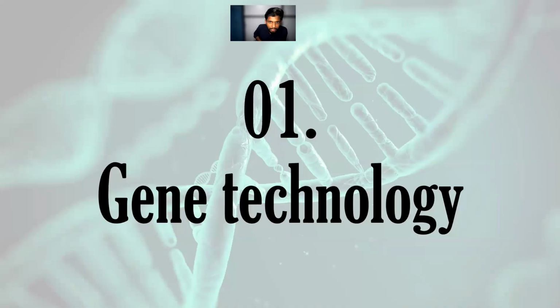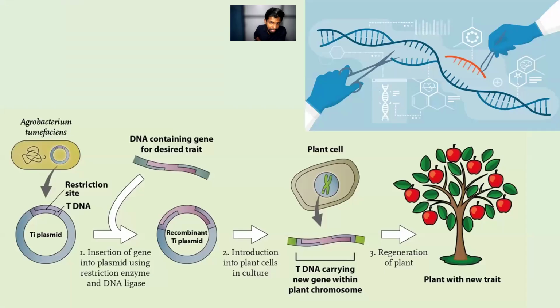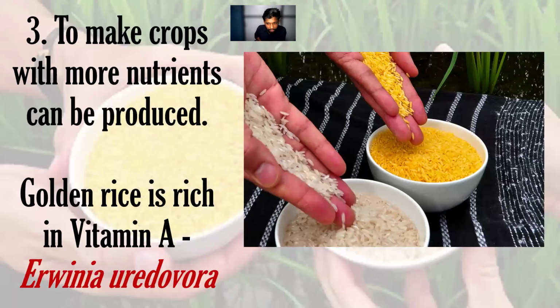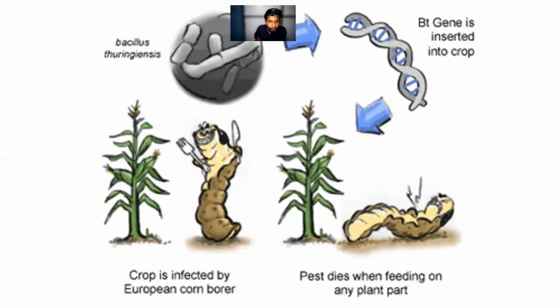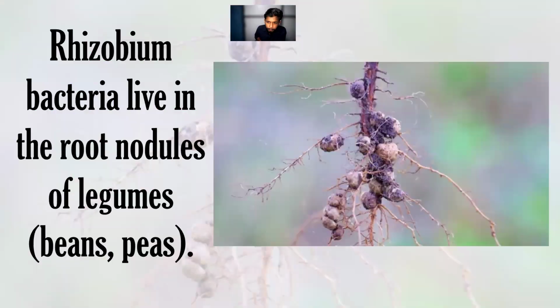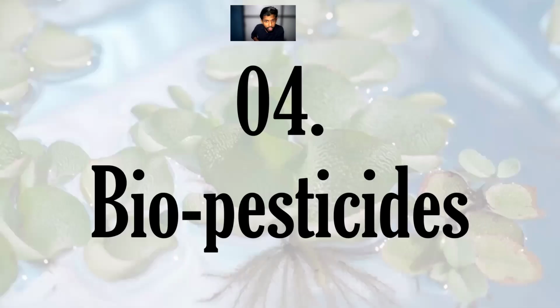Okay. First one, that is gene technology. And you know what is gene technology, right? We are going to take the gene of one organism and input it into another organism. And second one, for the nitrogen fixation in the agriculture field, and to make the compost, you may remember, right? To make the compost, we want to decompose the material, right? So to decompose this leaf material and all, we need the microorganism, and as a biopesticide.